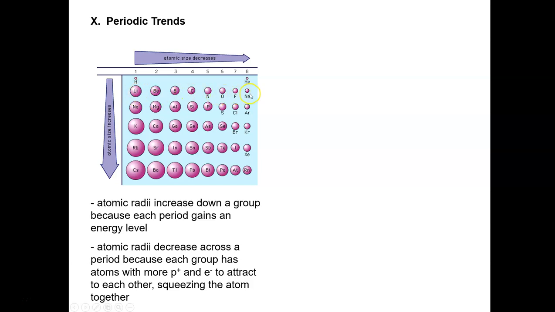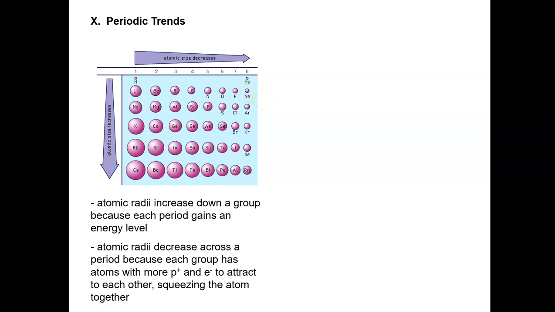So lithium and neon have the same number of energy levels. They have the same number of shells around the outside, right? They're both in the second energy level. So lithium has a second energy level, neon has a second energy level, but neon's second energy level is going to be squeezed in tighter because those electrons get pulled in by the 10 protons, where lithium's don't get pulled as far because it only has 3 protons. So as you go across, right, the number of those protons increases.